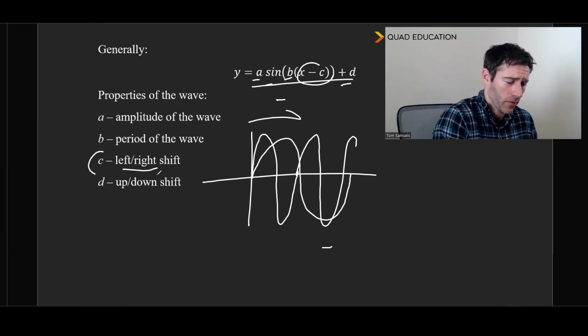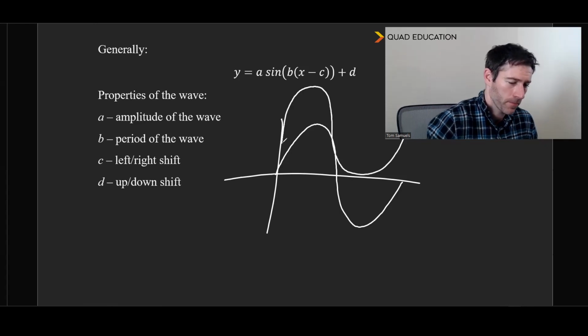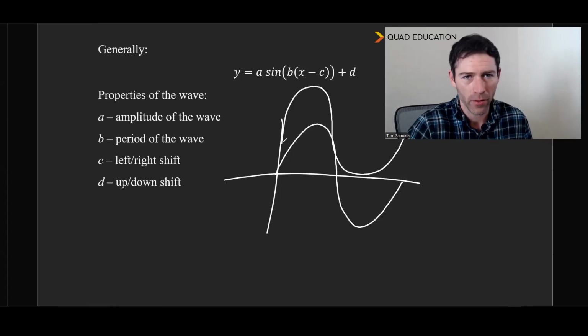So they kind of don't do a lot with this, but then they do quite a bit with d, which is moving it up and down. So we have our sine wave look like this. An upshift may just be the same thing, but just moved up a little bit. And that makes sense. It's just like a parabola or a linear equation.